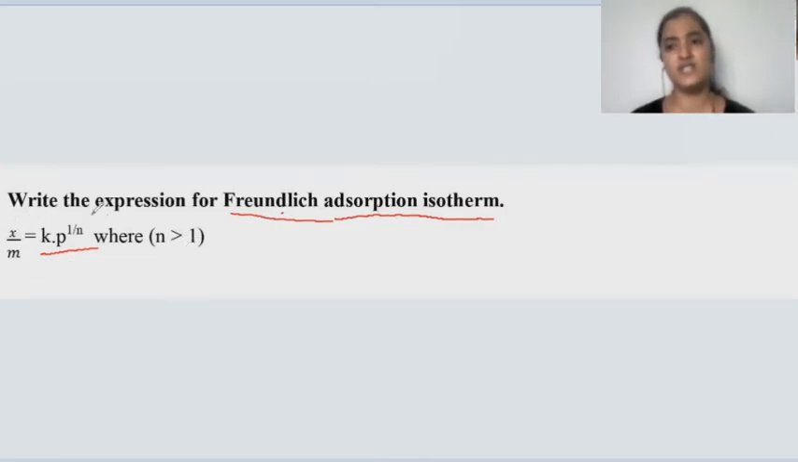What are these terms indicating? x is the mass of the adsorbate. The mass of the accumulating particles will be denoted by writing x. m is going to denote the mass of the solid surface. The mass of that adsorbent we represent as m. And here k and n are the constants used here, and p will be representing the pressure here.